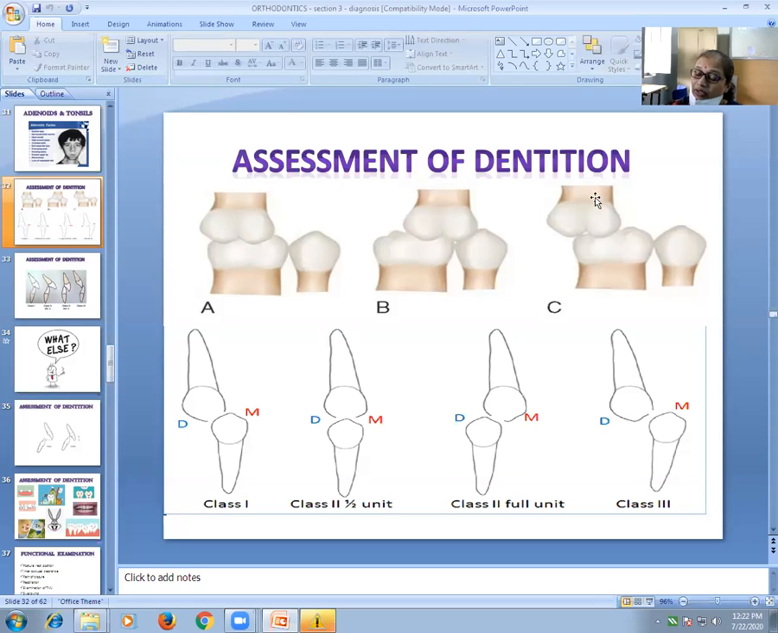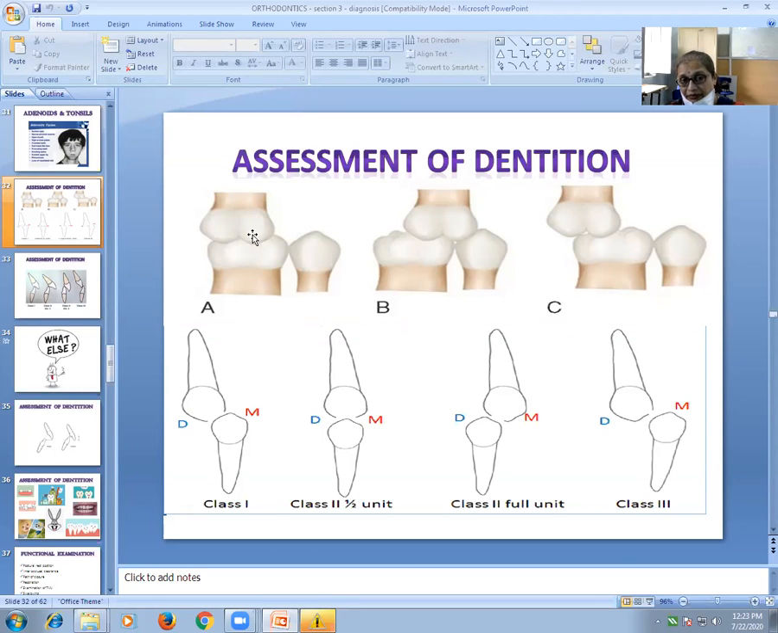A class 3 molar relation is what? When your upper first molar's mesiobuccal cusp is distally away from the mesiobuccal groove. It could be engaged in the distobuccal groove of the first lower molar, or it could be resting between the first and second molar, in the proximal fossas of the first and second molar. This is class 3.